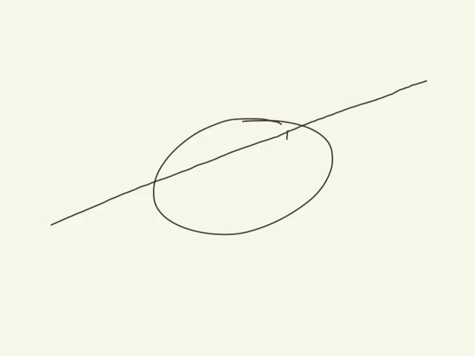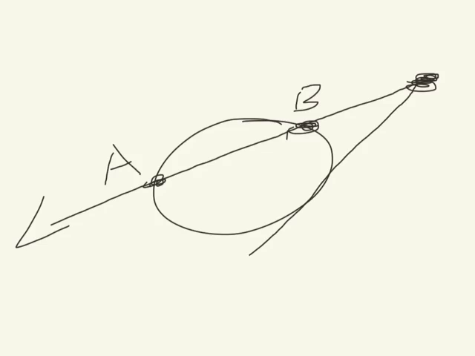Today we'll be talking about tangents and secants. Let's start with the definition of a tangent and a secant. A secant is a line that goes through a circle or intersects it in two places. So this is a secant because it intersects the circle at both A and B. Now a tangent is a line that intersects the circle in just one spot, and in this case it would be point C.